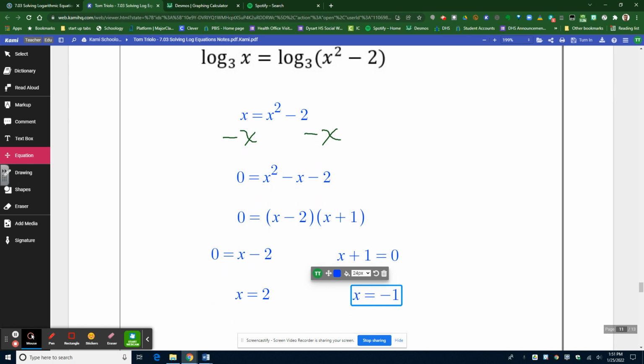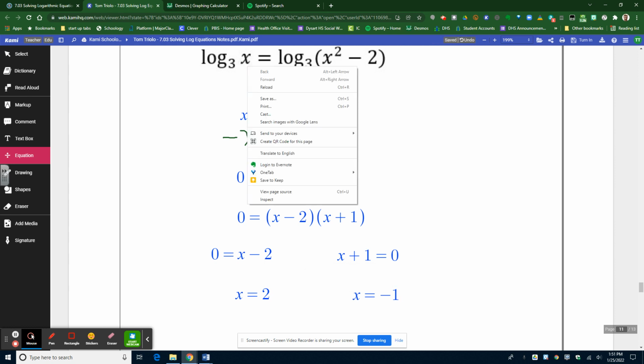Okay. So all you got to do really is the right-hand side. 2 squared is 4 minus 2 is 2. So I got log 2 base 3 on both sides because I got a log 2 on the left. So that one works.